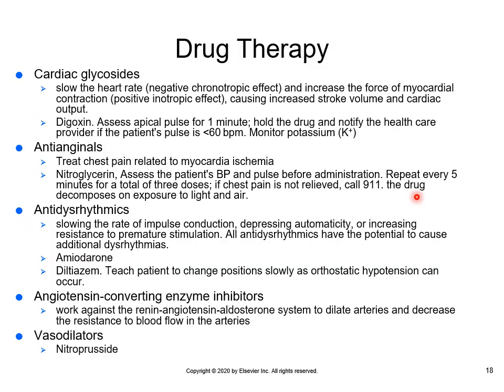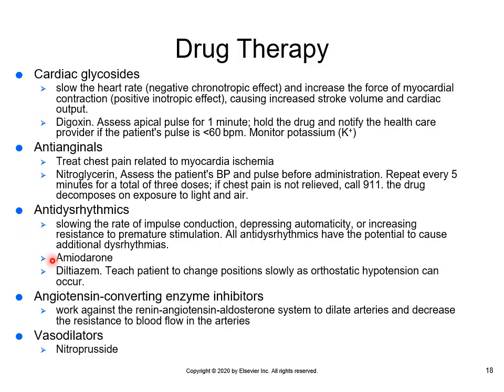Another thing to remember for nitroglycerin is that the drug decomposes on exposure to light and air. It means that this medication comes in a brown dark bottle. Because it decomposes on exposure to light and air, we want to make sure that it stays in that brown dark bottle. If for any reason the drug is moved to a bottle that can be exposed to light, then the drug can decompose and it's not going to work. Okay, all right, antidysrhythmics.